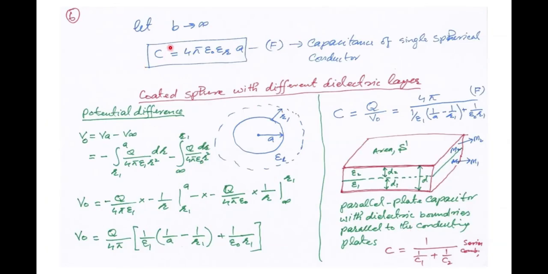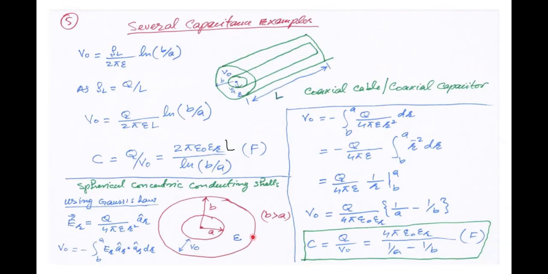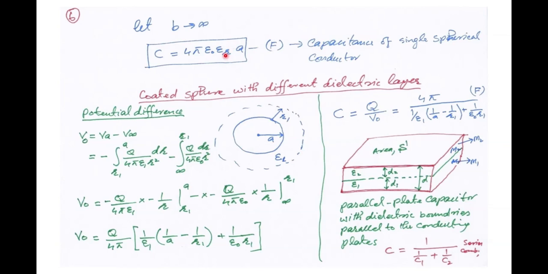For instance, we let b tend to infinity. That is, we carry the outer shell to infinity. Then what would be the capacitance of a single spherical surface of radius a? By letting b tend to infinity, 1 upon infinity equals 0, so we come across this expression. This expression represents the capacitance of a single spherical conductor of radius a.